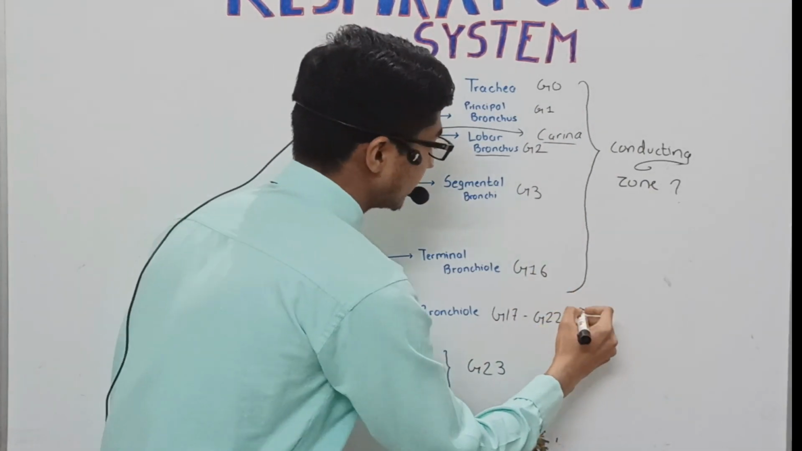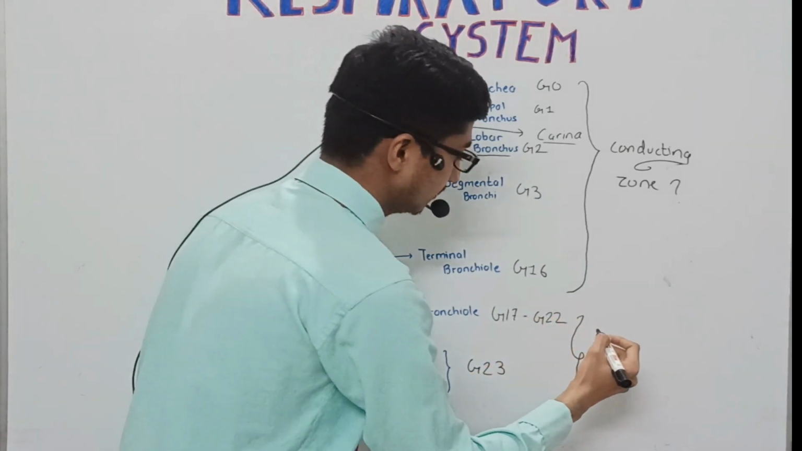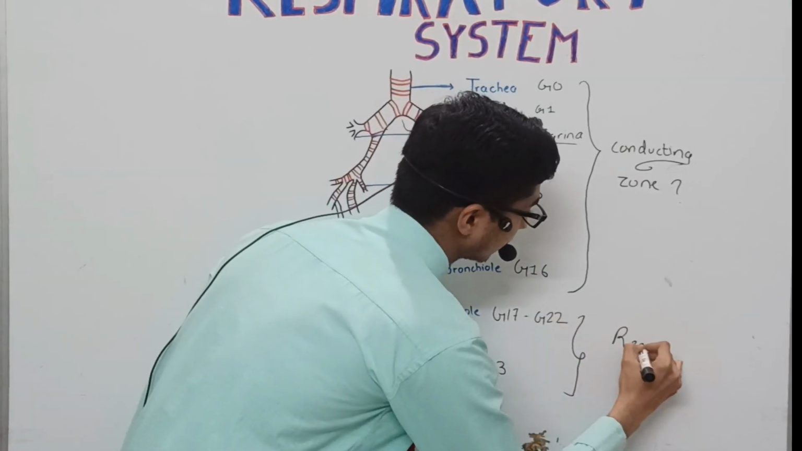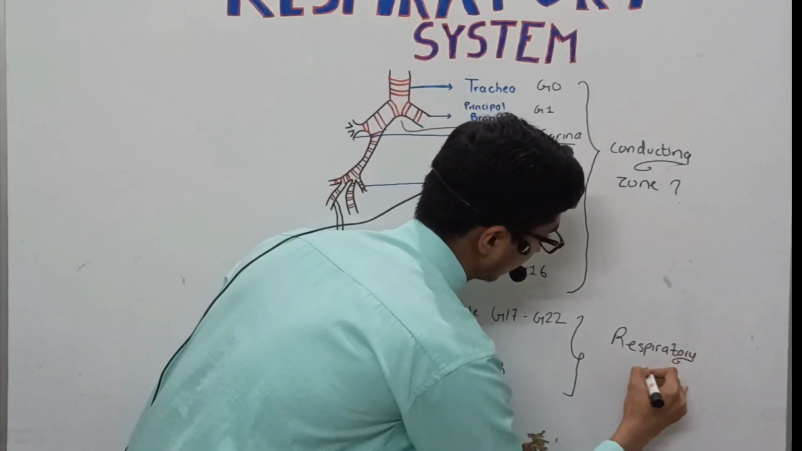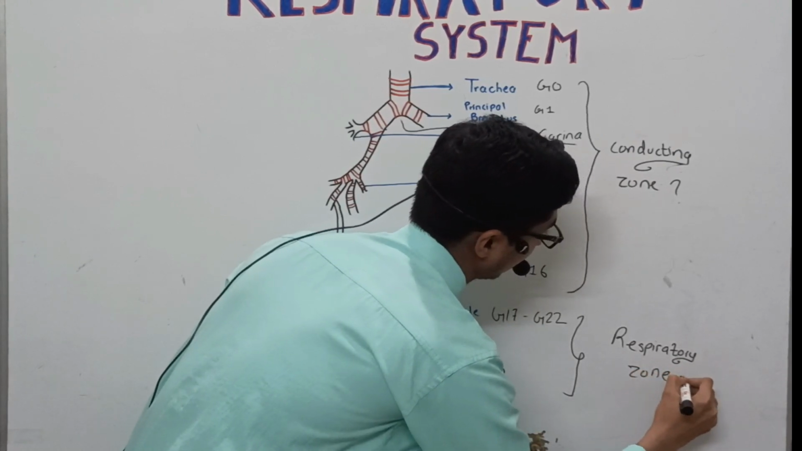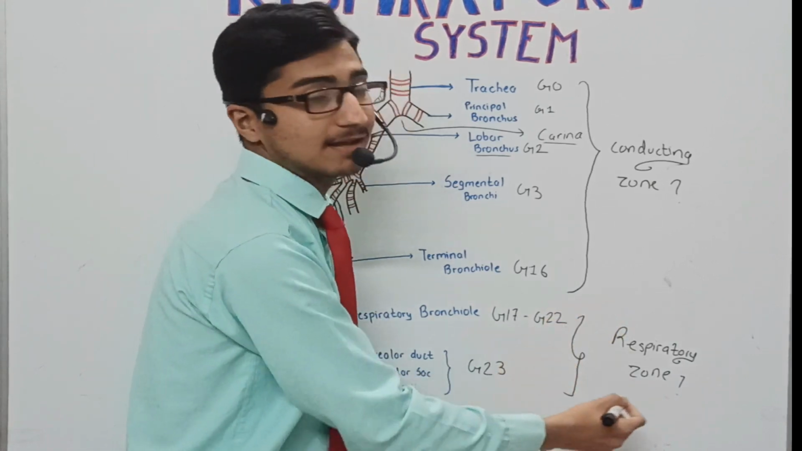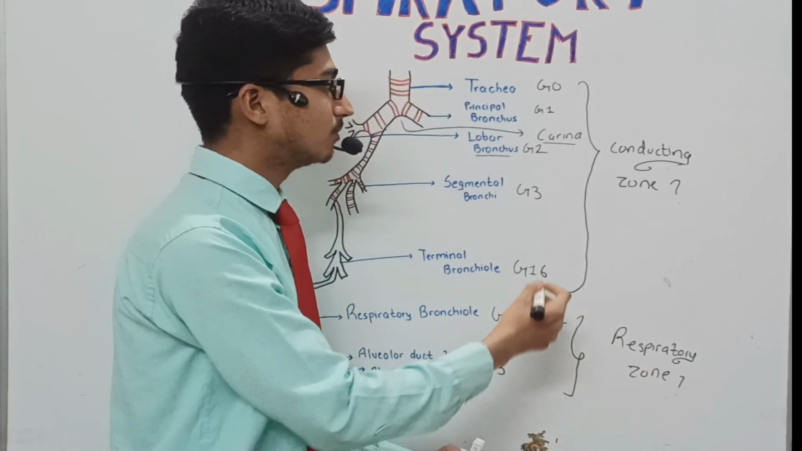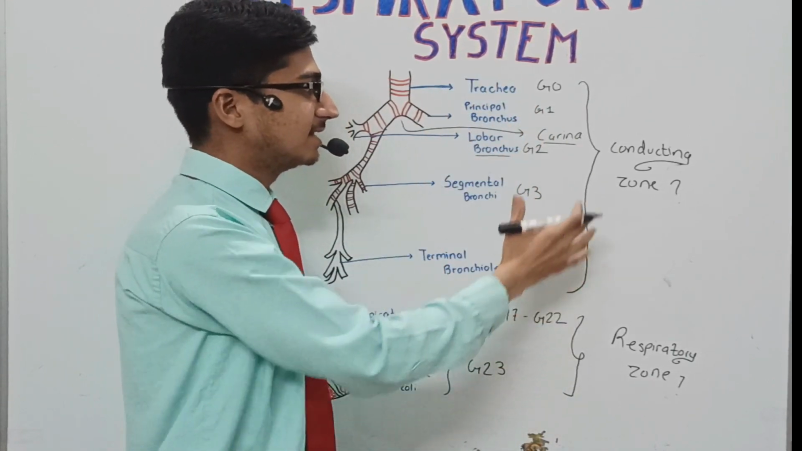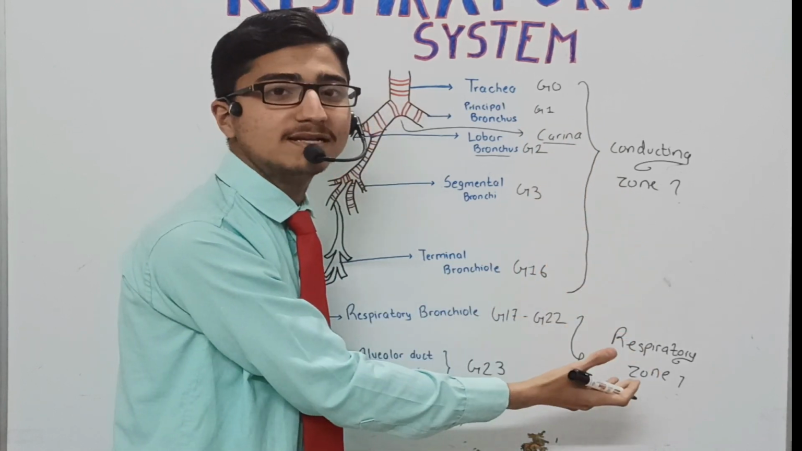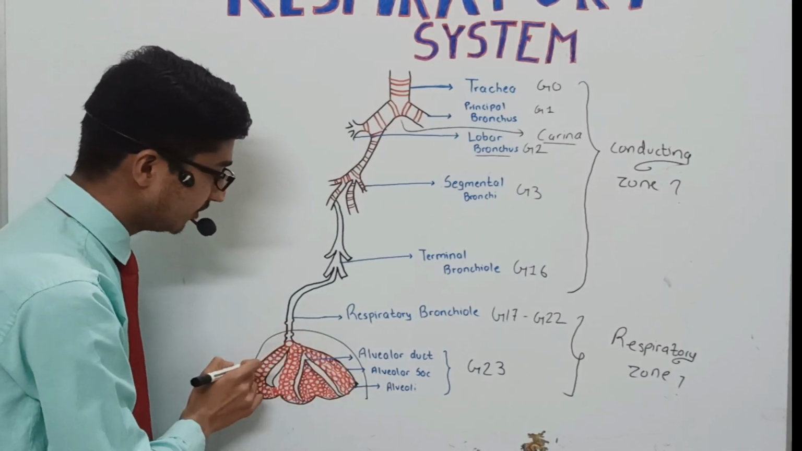From generation number 17 till generation number 23, these generations are known as the respiratory zone. Why is it known as the respiratory zone? The main reason is that here the gaseous exchange takes place. So broadly speaking, the whole tracheobronchial tree is divided into two segments: the conducting zone and the respiratory zone. The respiratory zone ends with the alveoli.